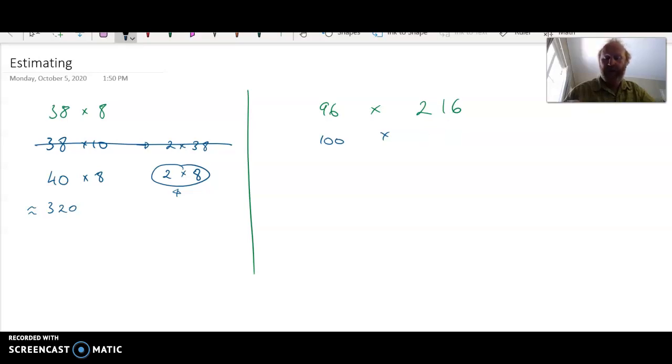Despite the fact that I'm rounding down by 16, and that seems like a long way, when I've gone up on one and I've gone down to round the other, the answer is probably going to be okay. So in this case, 96 times 216 is approximately equal to 200 with two extra zeros, approximately equal to 20,000.